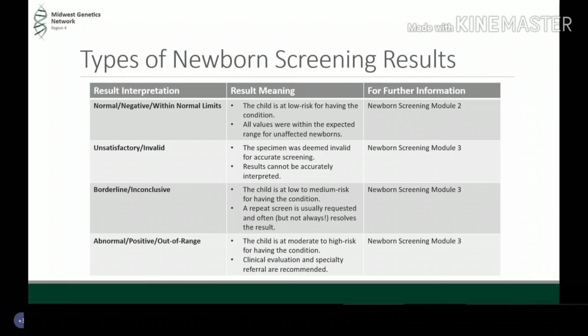So blood spot specimens will be tested as soon as possible upon receipt by the screening laboratory. And there are several possible types of results that may be generated by the newborn screening program, and these are listed on this slide. For the purpose of this module, we will not review each potential result individually, as each of these results are actually discussed in more detail in future modules. Next slide.